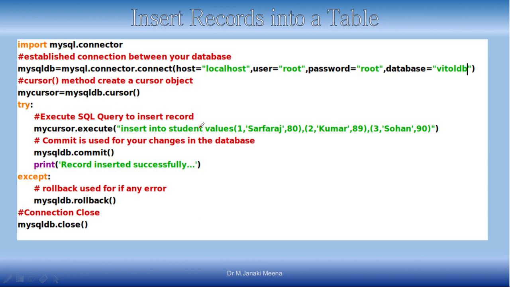So when you execute the command, now I am going to insert, right? So insert into student1. The values 1, Sarfaraj, 80. These are values. First one is going to be the roll. Second one is going to be the name. Third one is going to be the marks. Okay, and then I am using the commit function. Commit function will save the changes in the database, and then I am going to print record inserted successfully.